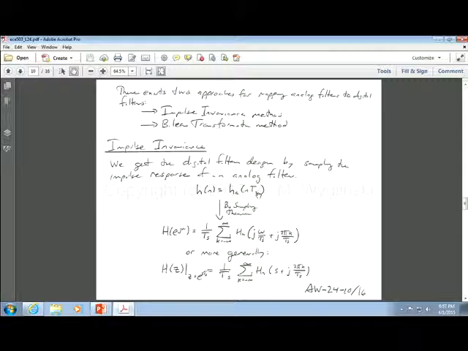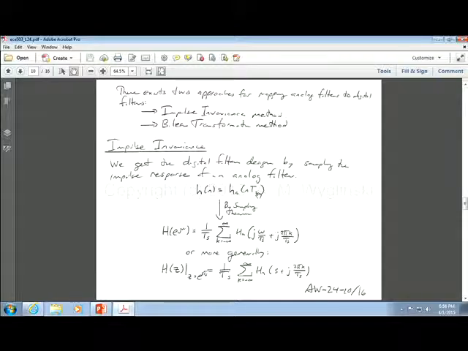And the trick that we're doing is we're going to sample the continuous time response and then extract from that the discrete time response and use that as our digital filter. So what we're going to do is we're going to just sample and be naive.